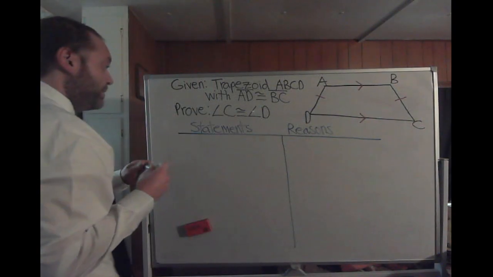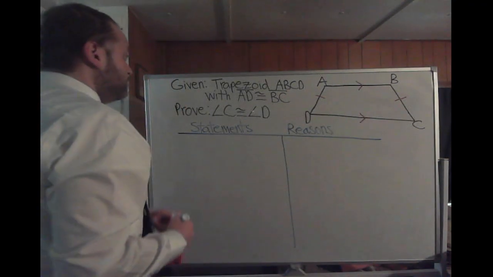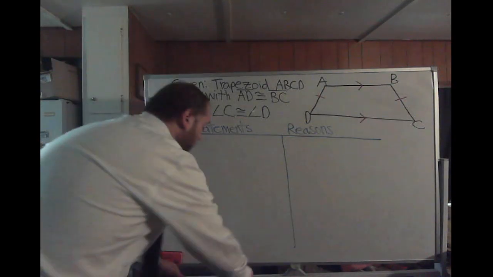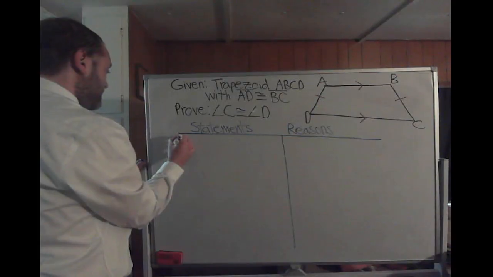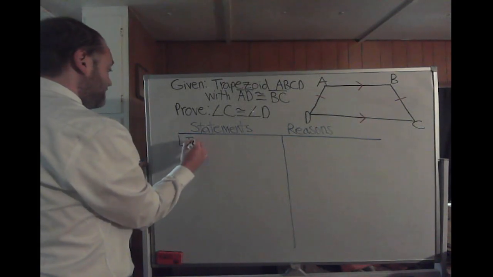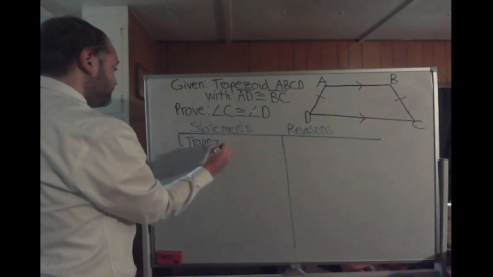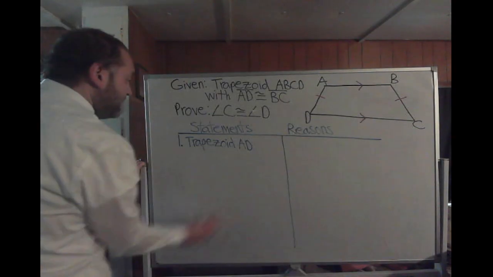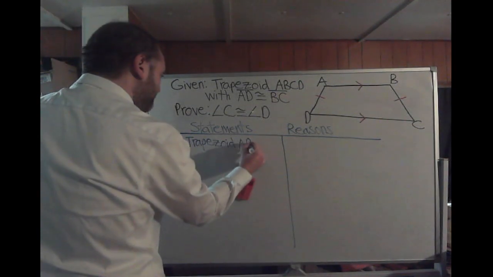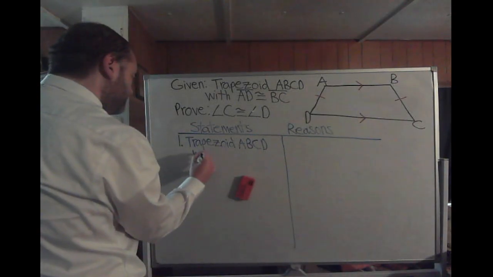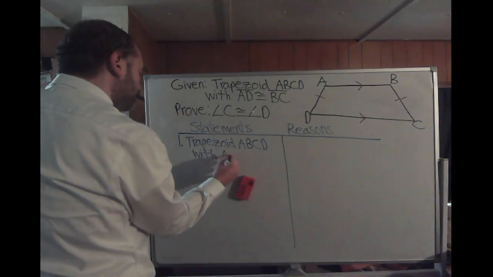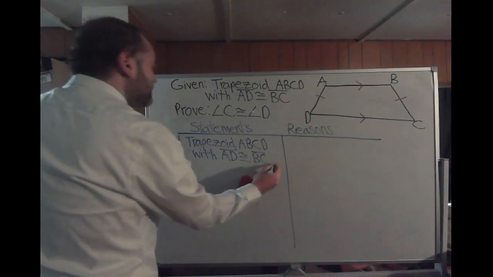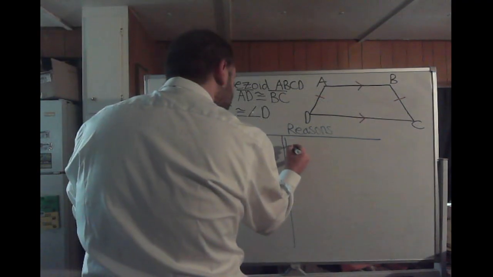Now what do we have here? So let's start with our given information for statement 1, that we have trapezoid ABCD with AD being congruent to BC. That, of course, is given information. That's the reason for the first statement.